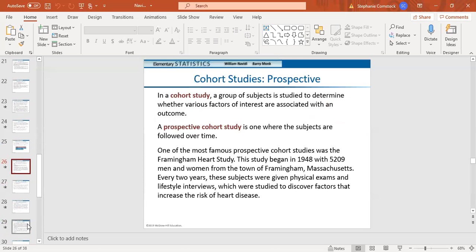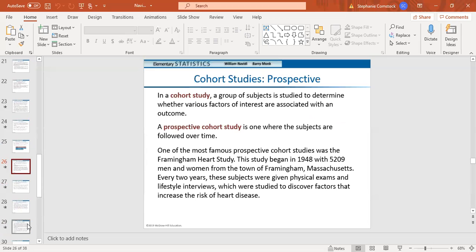So in a cohort study, we've got a group of subjects that we're going to be looking at various factors of interest that are associated. Prospective is where you're going to be followed over a long span of time, okay? Or over a span of time. It may be 6 weeks, it may be 6 months, it may be 60 years, okay? One of the famous ones is the Framingham Heart Study.